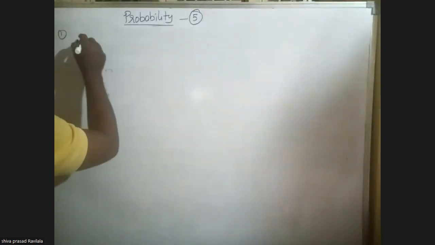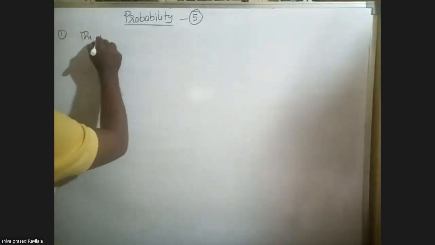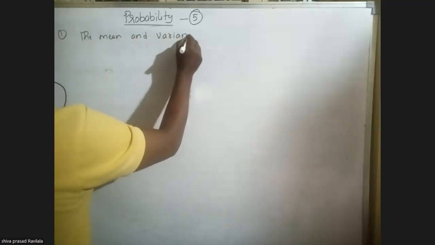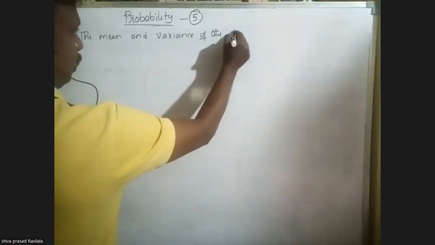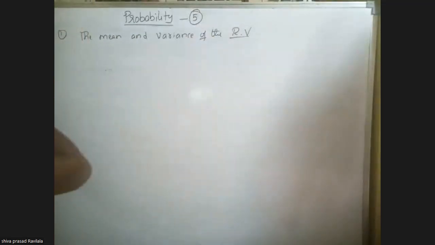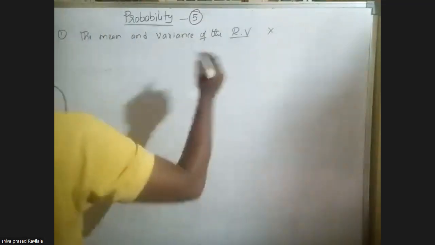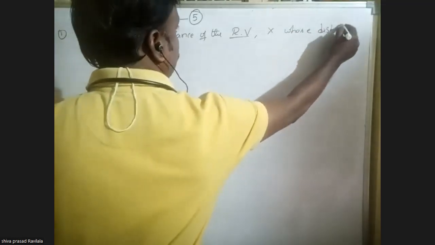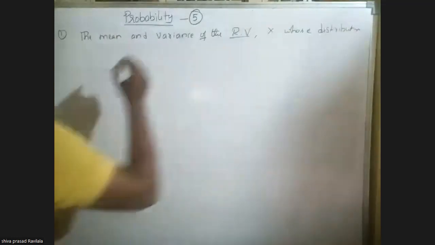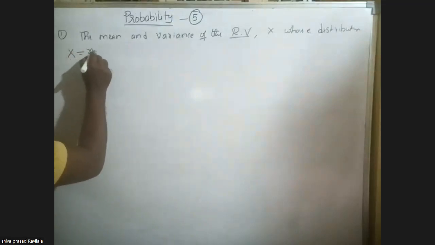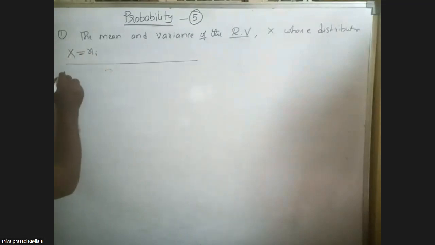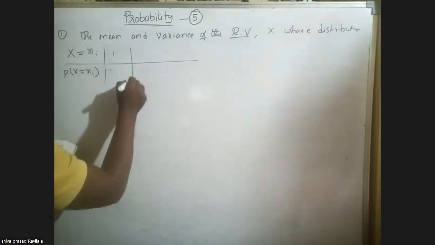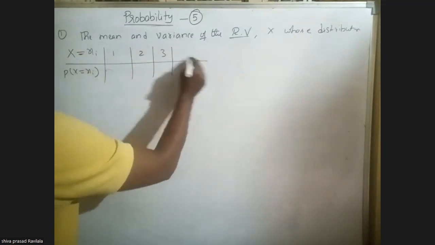First one, find the mean and variance of the random variable X, whose distributions are given. How you distribute the probability, that is said to be distributions in this case. Okay, a table is clearly given: X is equal to Xi, and probability of X is equal to Xi. Here the values they have given: 1, 2, 3, and so on.